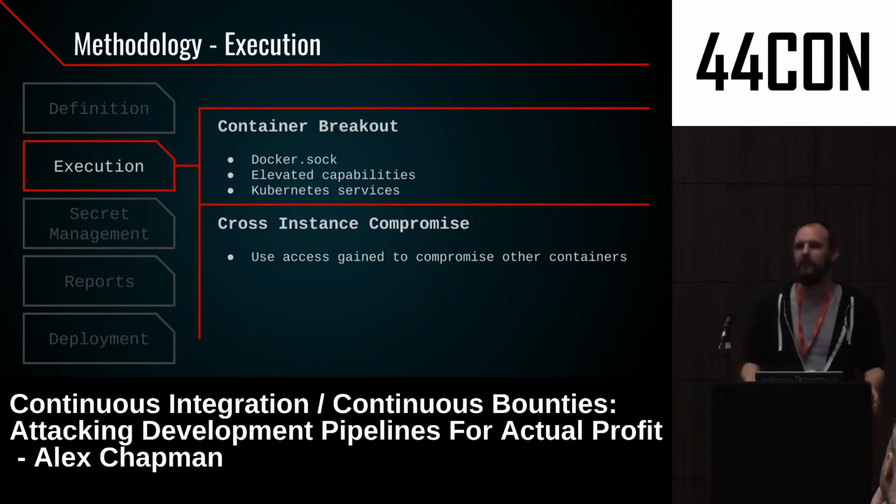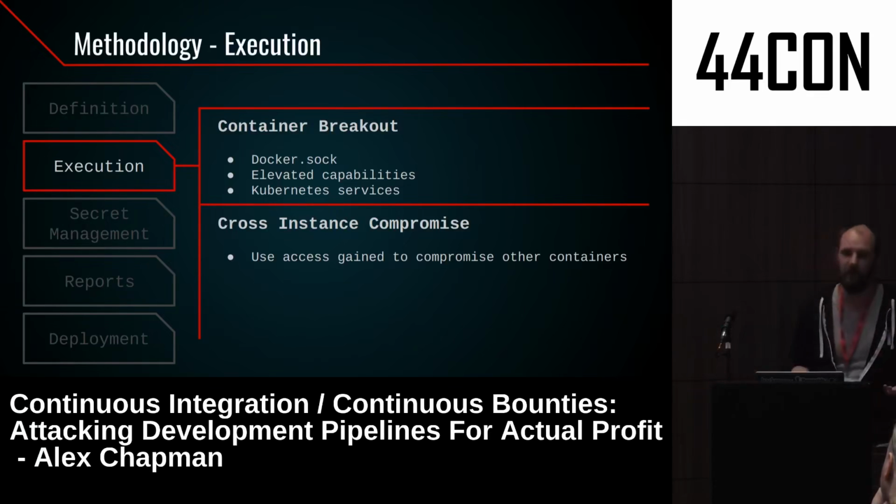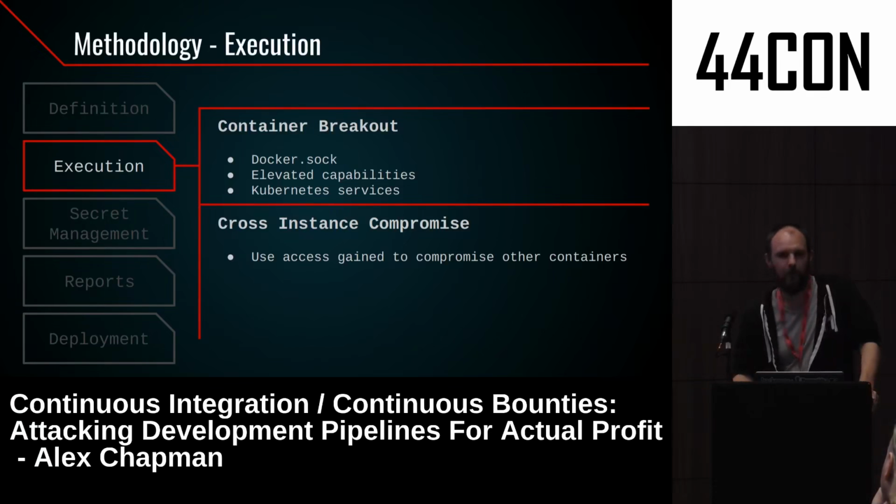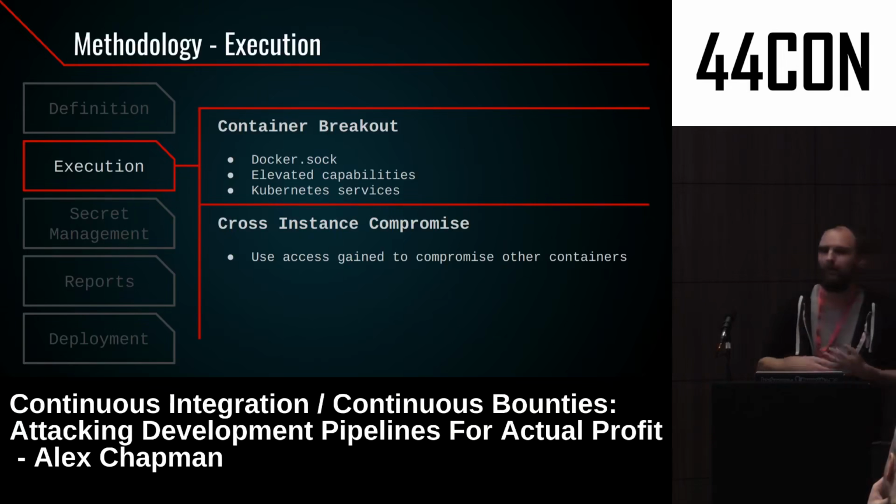And then you've got cross-instance compromise. And this is probably one of the biggest areas of risk in CI/CD pipelines. You obviously want your user data to be segregated, so one user's build shouldn't be able to impact or access another user's build. So a lot of effort should be put into segregating build instances, making sure they can't access via the network each other's SSH instances or other services.